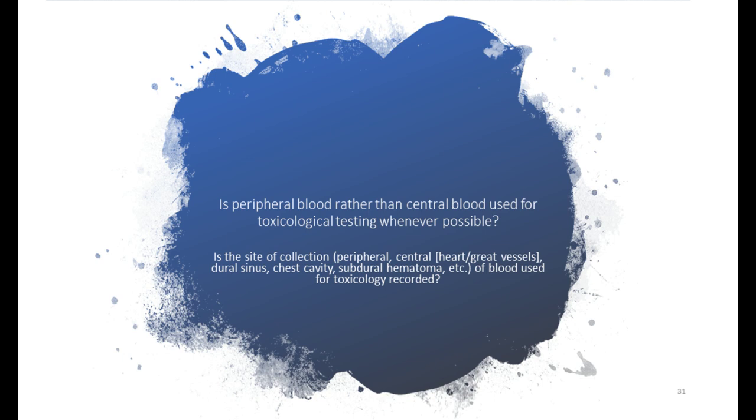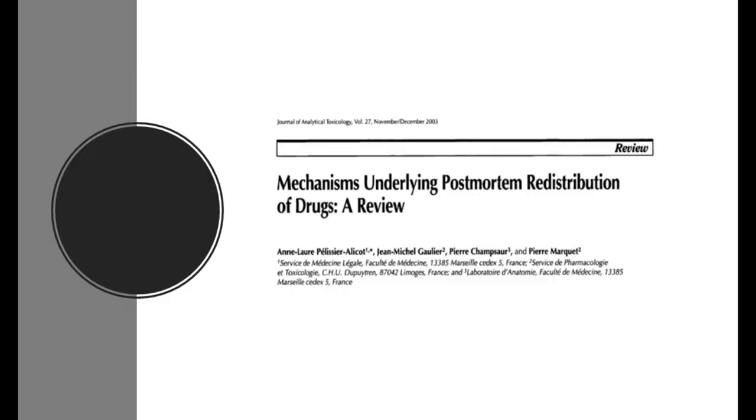So another one that I want to talk about is from the NAME standards checklist: is peripheral blood rather than central blood used for toxicology testing whenever possible? And then, is the site of collection of the blood used for the toxicology recorded? This can be really important. Peripheral blood, or femoral blood, is really considered the gold standard in postmortem forensic toxicology, but it can have some problems.